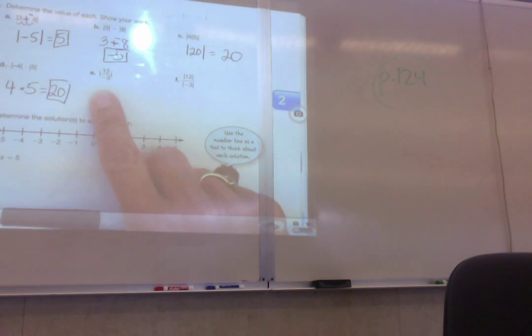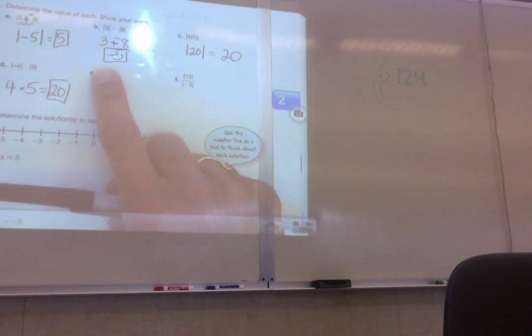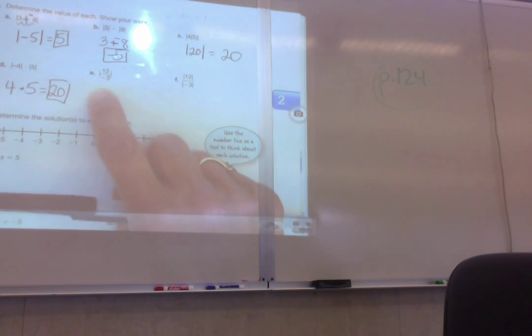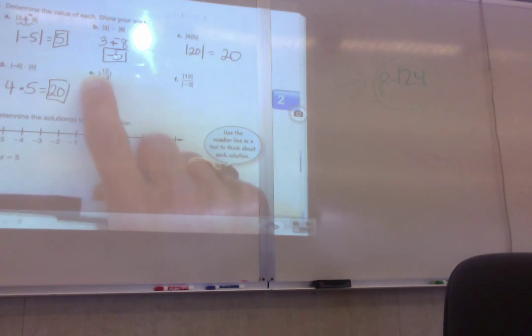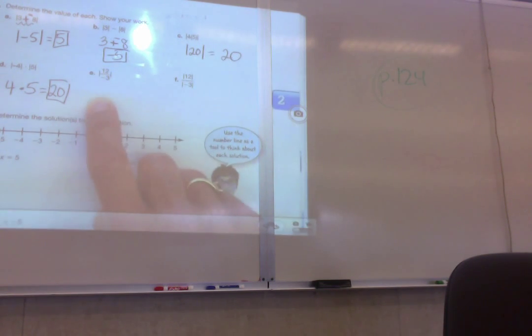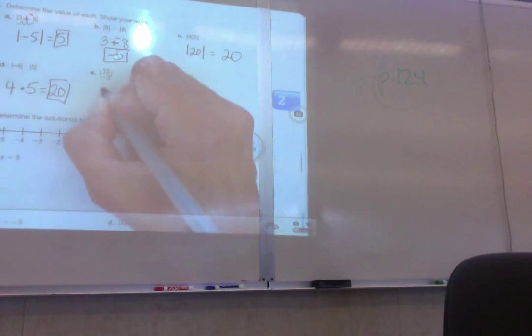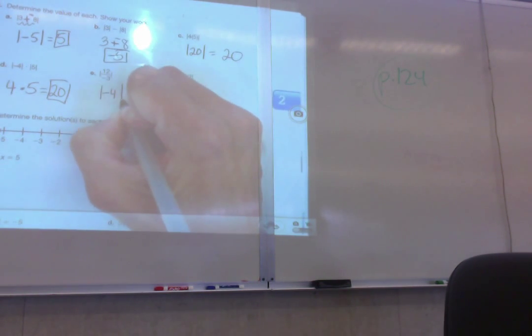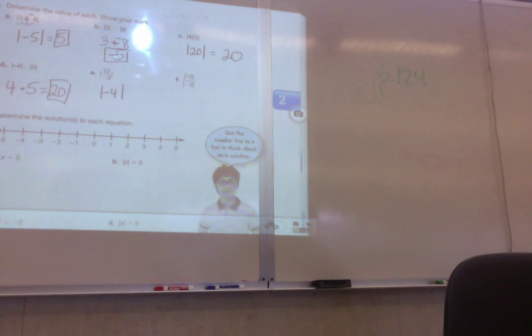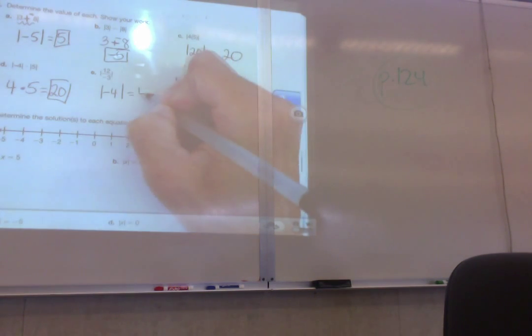Okay, in E. Anna, what are we going to do first? If there is an operation to do inside the absolute value, you have to get this down to one number first. What's 12 divided by minus 3? So now that we have done the math inside the absolute value and we got it down to one number, we can take it out. What does this come out as?